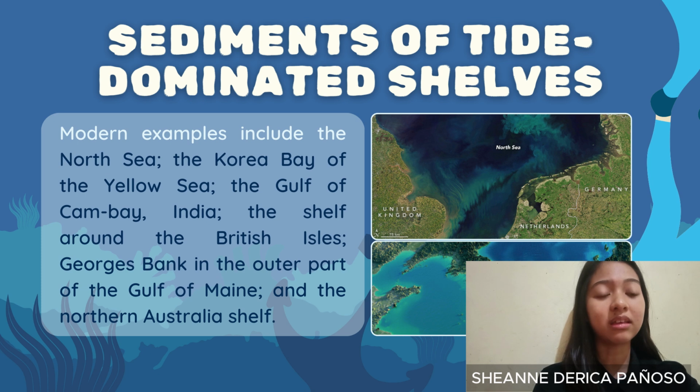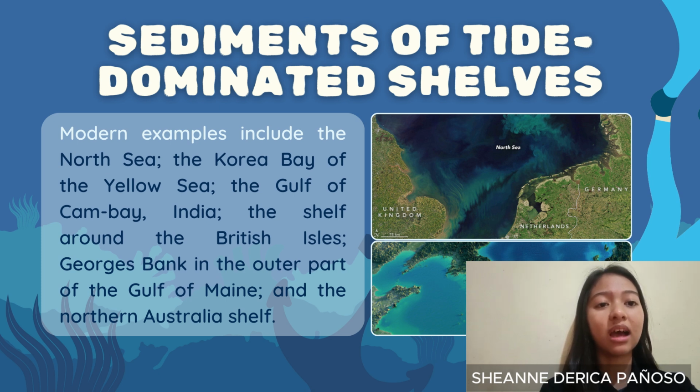at sediments sa seabed. Another example of tide-dominated shelves includes several globally important areas such as the North Sea, Korean Bay in the Yellow Sea, the Gulf of Khambhat in India, the shelf around the British Isles, Georges Bank in the Gulf of Maine, and the Northern Australian Shelf. Sa mga lugar na ito, ang malakas na tidal currents ang pangunahing dahilan kung bakit nagkakaroon ng malaking pagbabago sa mga sediments at buhangin sa ilalim ng tubig.